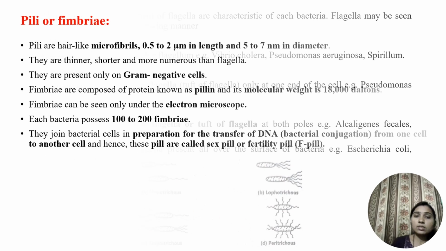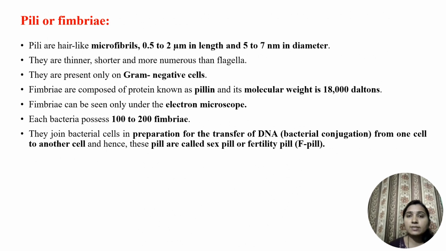Okay. This is all about the flagella. Next, second part, we will see the pili or fimbriae. These pili are hair-like microfibrils having 0.2 to 2 micrometer in length and 5 to 7 nanometer in diameter. They are thinner, shorter, and more numerous than the flagella, because flagella are thicker than the pili.